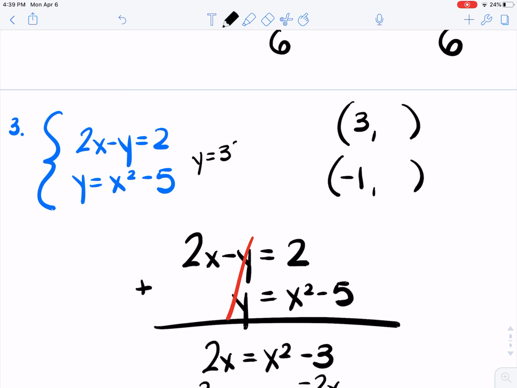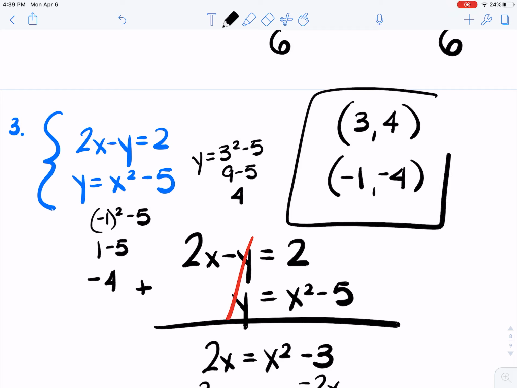I have 3 squared minus 5. 9 minus 5 is 4. So my first answer would be 3, 4. The second one, I've got negative 1 squared minus 5. 1 minus 5 is negative 4. And there are my two answers.